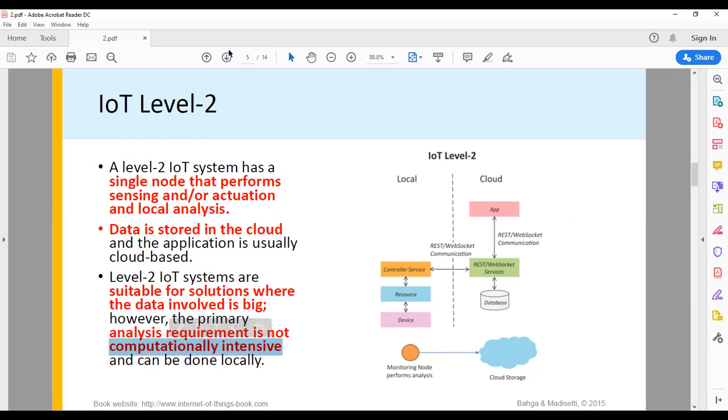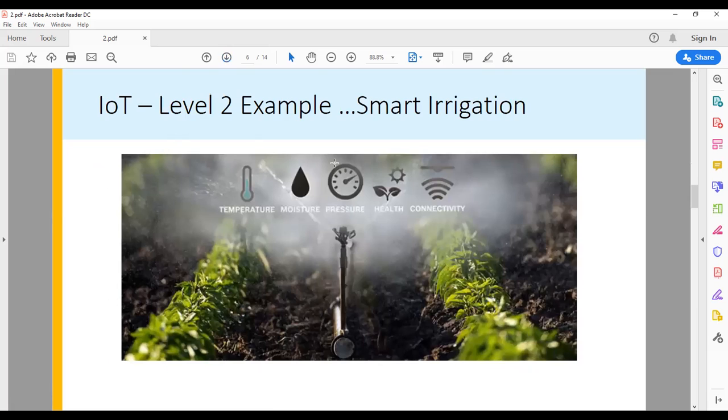Okay, for an example, smart irrigation. Here the number of sensors is much more: temperature sensor, moisture sensor, pressure sensor, crop health sensor, connectivity. So these sensors are more, but the controller system is only one. The controlling node is only one. So all these sensors collect comparatively more data than level 1.